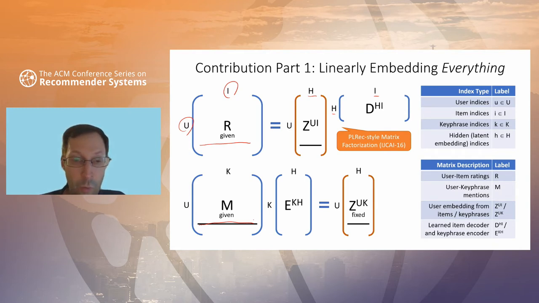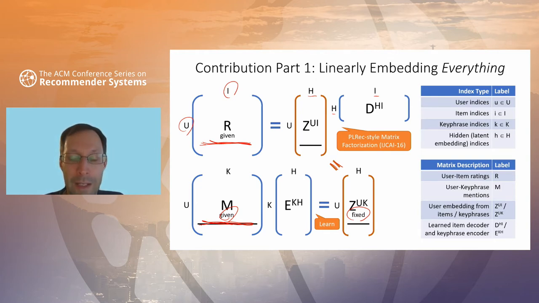How do we do that? Well, it's fairly straightforward here. We know that whether we get to the embedding from the user item preferences up here, or we get to the embedding from the key phrase language usage, they should align, right? These two Z embeddings should be equal. And so if we fix this Z embedding at the one we already learned with the upper matrix factorization and the M is given, then we just have to learn this E, and clearly that's a simple linear regression problem.